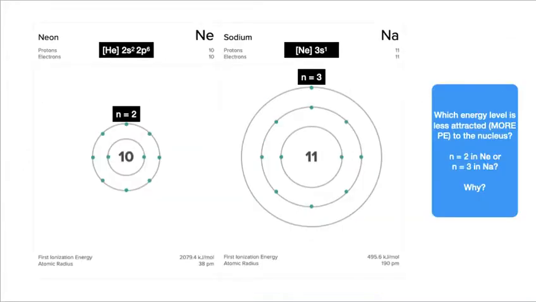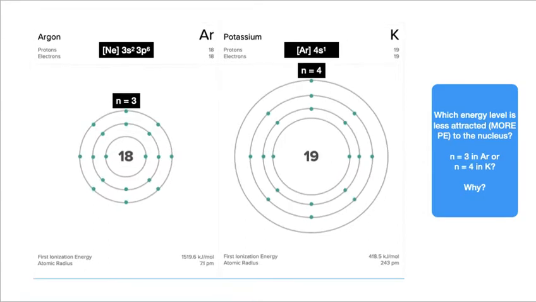However, as we can clearly see, when a new energy level is begun, that electron exists substantially farther away from the nucleus. Thus, that electron is much less attracted to the nucleus and has much greater potential energy. Thus, potassium's outermost electron in the fourth energy level is much less attracted and has greater potential energy than the electrons in argon's third energy level.